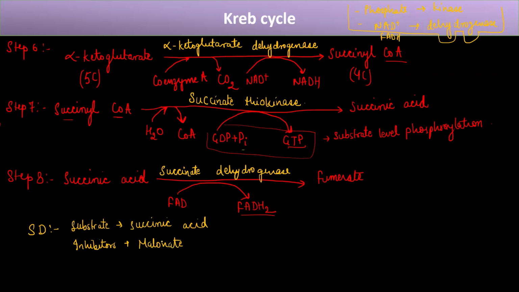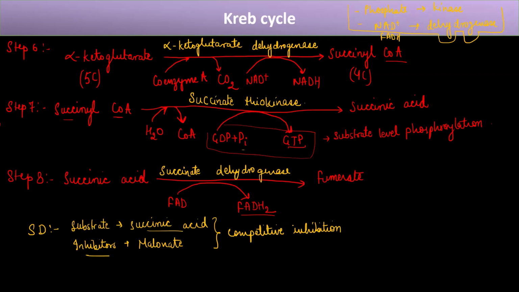If you remember, the similarity between succinate or succinic acid and malonate or malonic acid is that they have a similar kind of structure. I think there was one methyl group difference. So this inhibitor inhibits the enzyme succinate dehydrogenase by competitive inhibition, because it has a structure similar to that of the enzyme's substrate, that is succinic acid. Okay, so this is about succinate dehydrogenase.